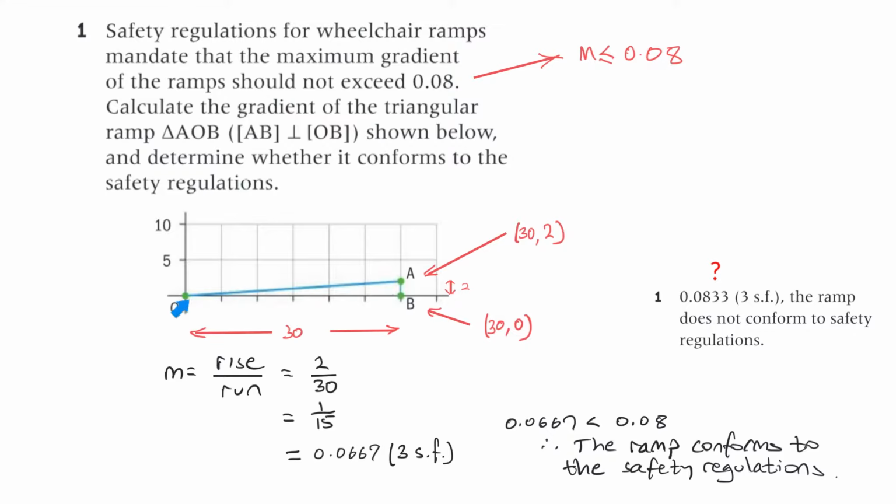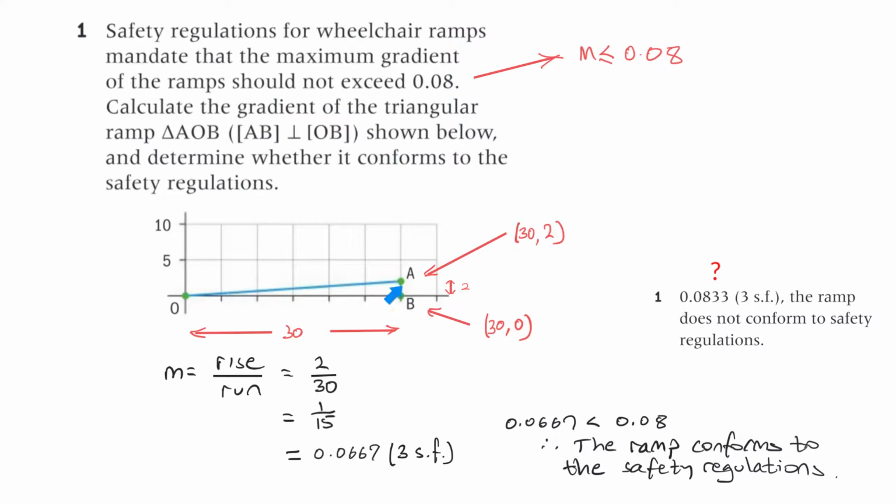So we've got AOB, where AB is perpendicular to OB, that is perpendicular to the x-axis, shown below, and determine whether it conforms to the safety regulations. Okay, let's label a few points. A is (30, 2), because I'm assuming this is 5. It doesn't really say, but that's 5, 10, 15, 20, 25, 30. So that's 30 there, and that's 2.